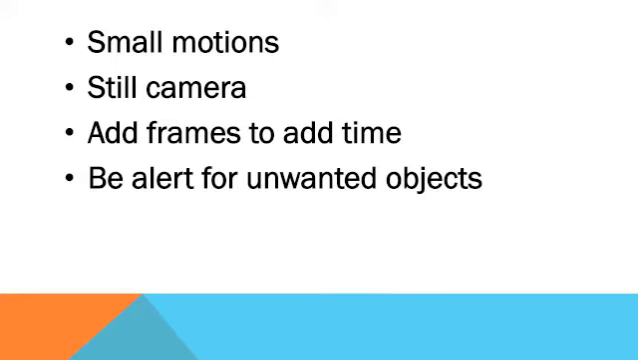So some things to remember when you're making your stop motion animation are to use small motions. You'll want to move your objects minimally between each frame so it doesn't look like they're jumping around. If you move an object a lot between one frame and another, you'll be able to see that jump in your final project. So remember to make small motions between each frame.